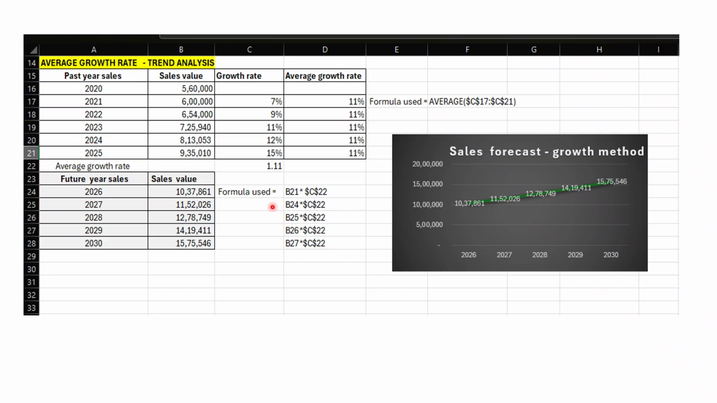And here, let's see, I have just given this example in Excel, you can see it. B24 is 10,37,861 plus 11%, and you will get this. So that is about the average growth rate method. Let's get into regression analysis.